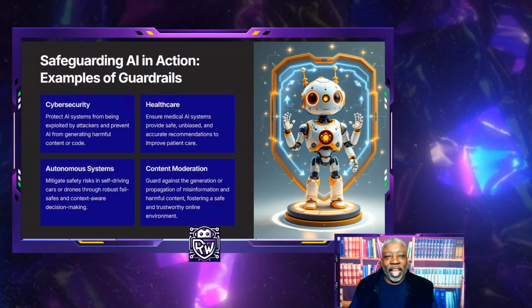So safeguarding AI in action. So these are some examples. In cybersecurity, you want to protect the AI systems from being exploited by attackers and prevent AI from generating harmful content or code. So one thing about AI is that it can create code, right? So if you type in it, write the pro... I should probably do that, maybe on one of these other videos.